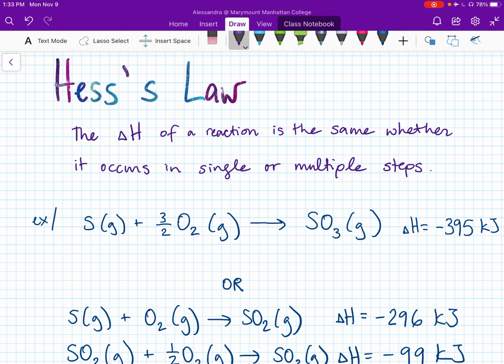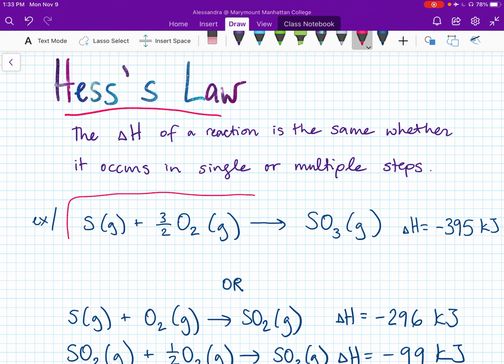Now we're going to go into more detail regarding Hess's law. Hess's law, as you may recall, holds that the delta H of a reaction, the change in enthalpy of a reaction, is the same regardless of whether the reaction occurs in a single step or in multiple steps. Let me show you an example.